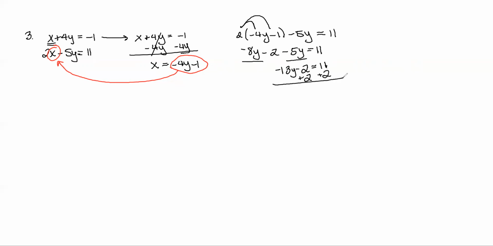So I'm going quite a bit faster through solving these because hopefully you should have a lot of practice with this by now. Negative 13y equals 13. Divide both sides by negative 13. And we get y equals negative 1.